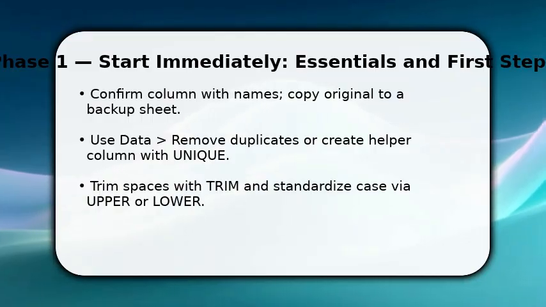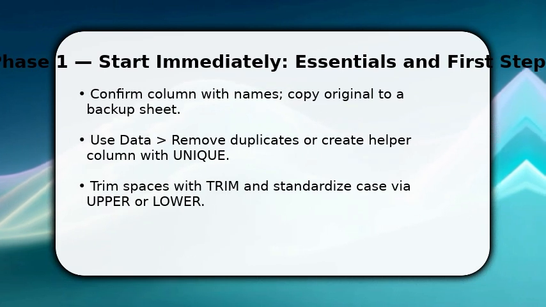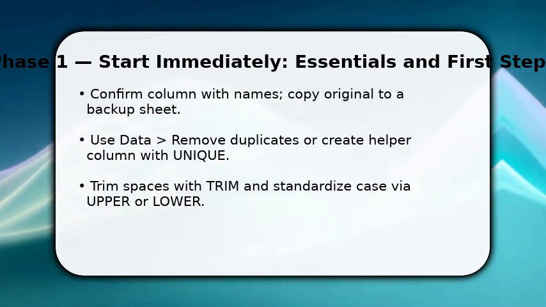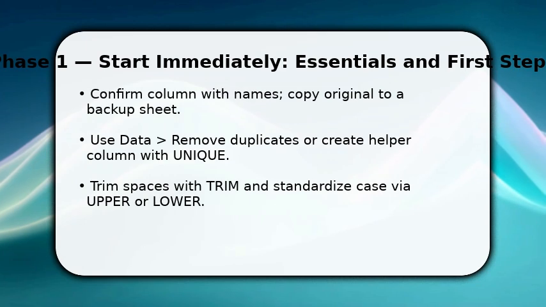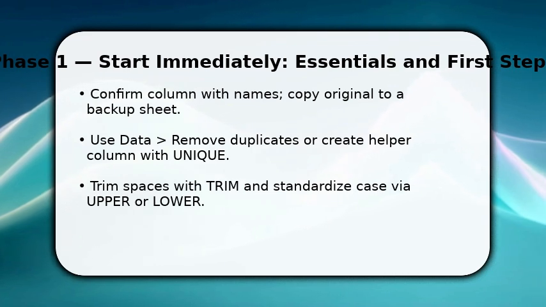You start by protecting your source. Make a quick copy of the sheet, then focus on the name column. First, clean text. Use TRIM to remove extra spaces and apply UPPER or LOWER to standardize case so duplicates match reliably. Once done, add a helper column if needed.